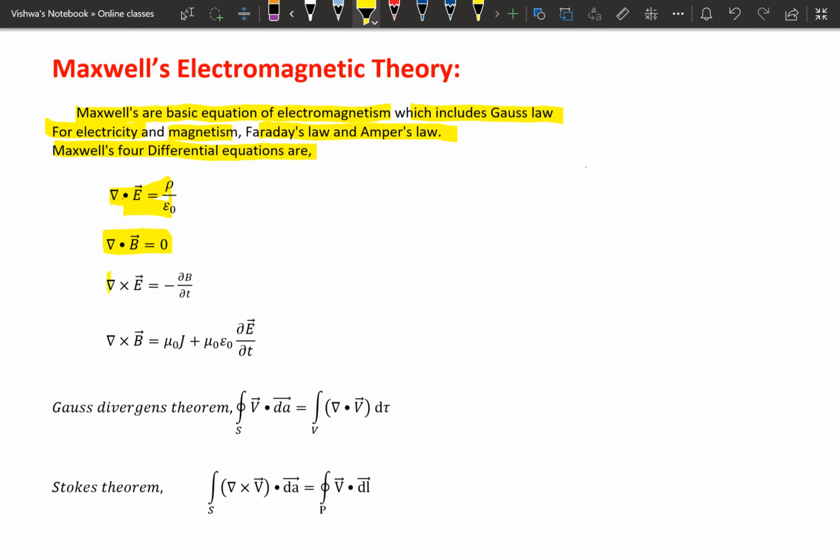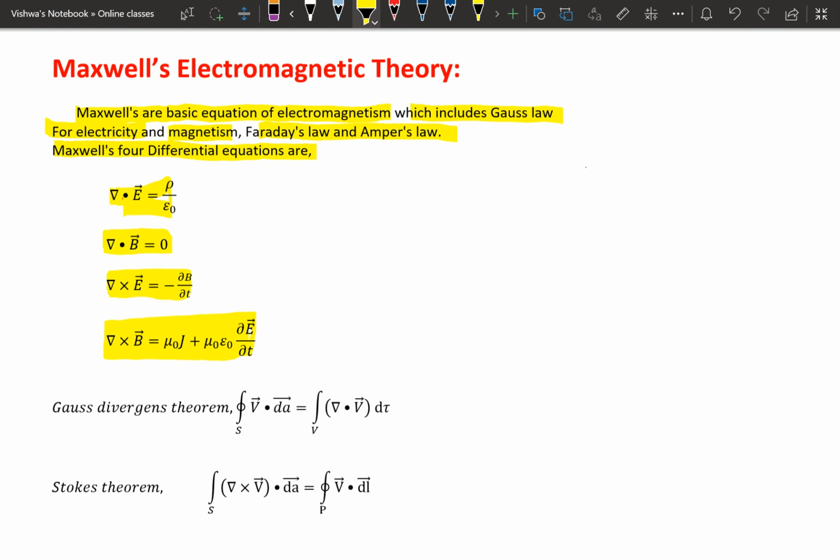Then the third relation is curl of electric field is minus dou B by dou t. And the last relation is del cross B equal to mu naught J plus mu naught epsilon naught dou E by dou t. These four are the differential equations of Maxwell's electromagnetic theory, and these are valid for all kinds of electromagnetic waves like light waves or radio waves.